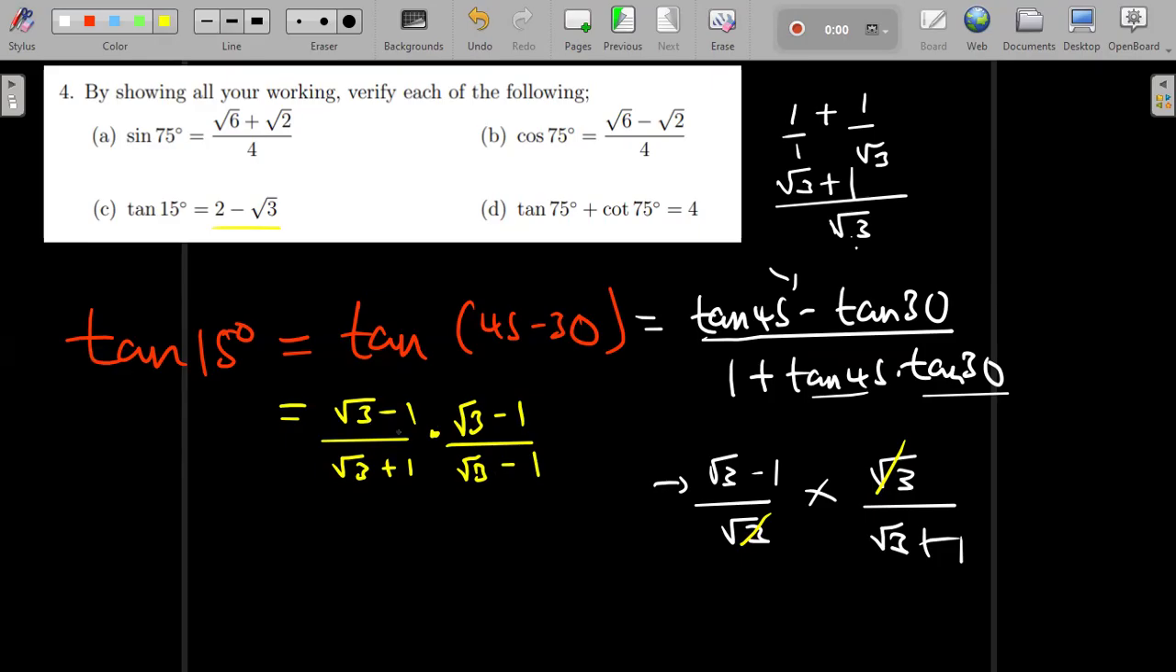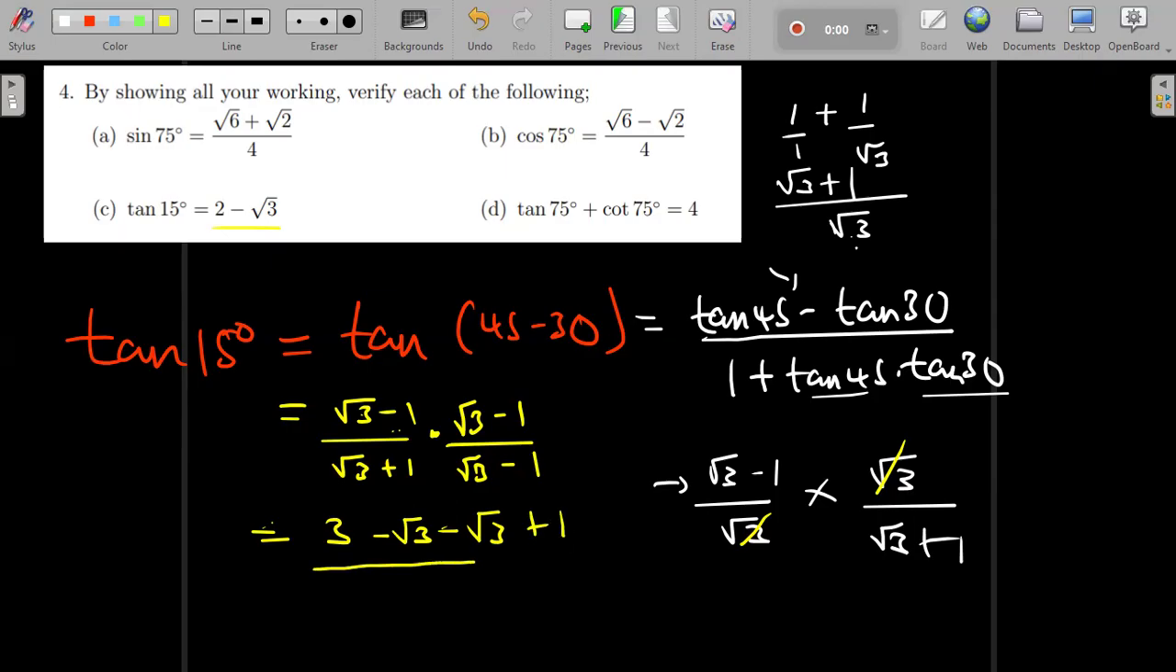So the upper part is going to be root of 3 multiplied by root of 3, which is 3. And then what else do I have? Root of 3 multiplied by minus 1 will be minus root of 3. And then 1 multiplied by minus root of 3, I'm going to get minus root of 3. And then minus 1 multiplied by minus 1, I'm going to get plus 1.